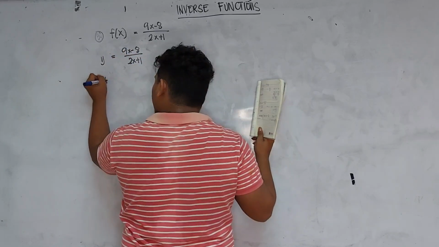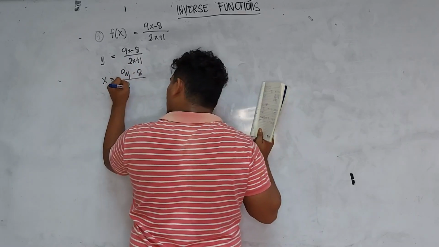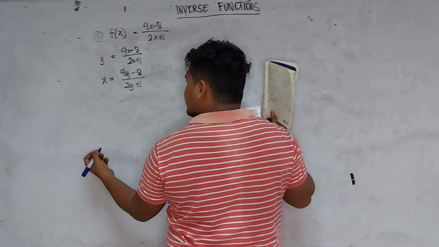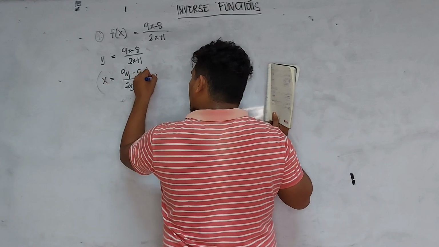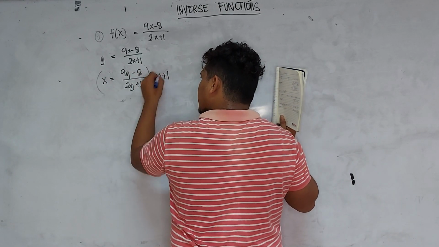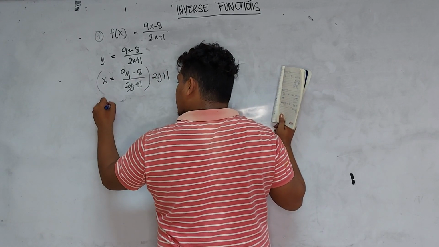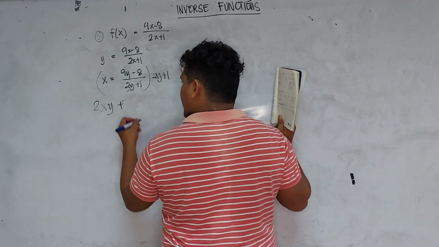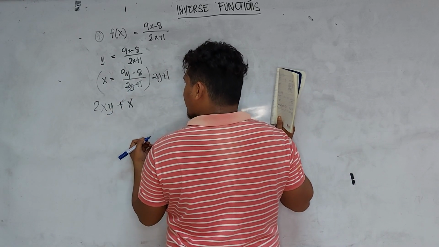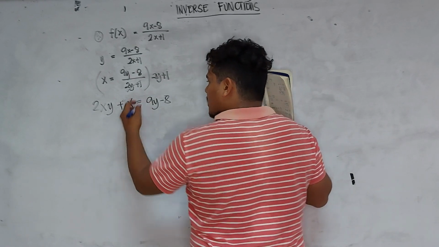Next step, replace x equals (9y minus 8) over (2y plus 1). Next step, find y in terms of x. This becomes: multiply 2y plus 1 on both sides. Cancel. We can do x times 2y, 2xy, plus x times 1, x, right? 2xy plus x equals 9y minus 8.